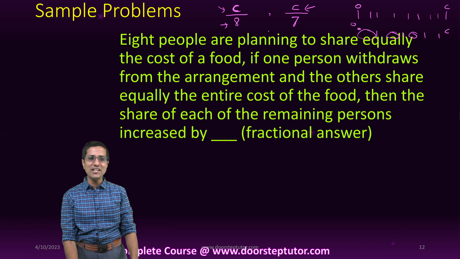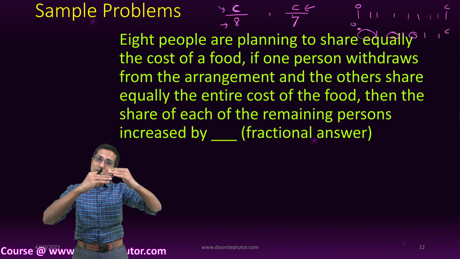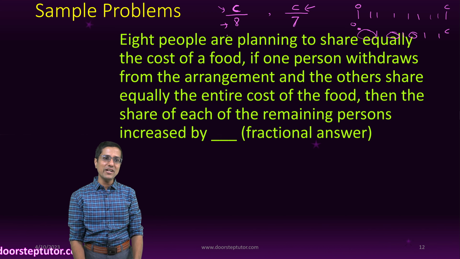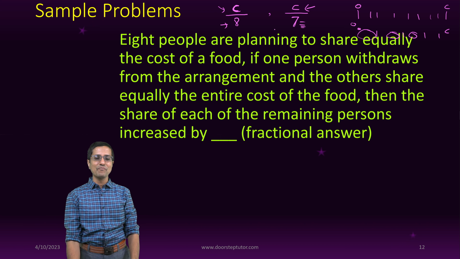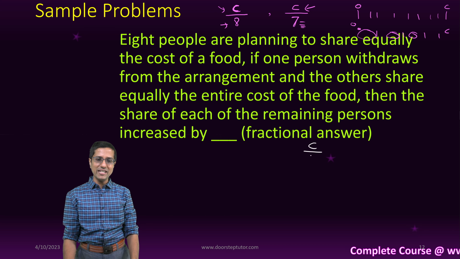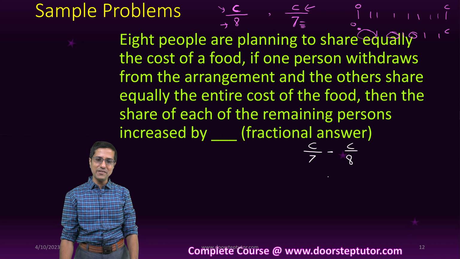That is the larger amount that each person has to pay, because the entire amount C has been divided only into 7 parts. Here it was divided into 8 parts. So each part would of course be larger in this case. Okay, so what is the difference? What is the additional amount that each person had to pay? It is C by 7 minus C by 8.